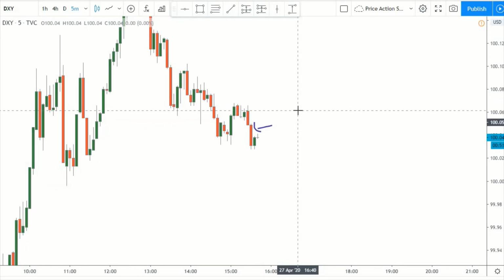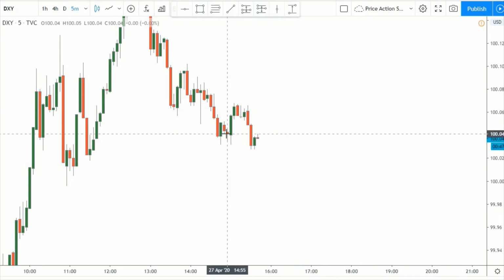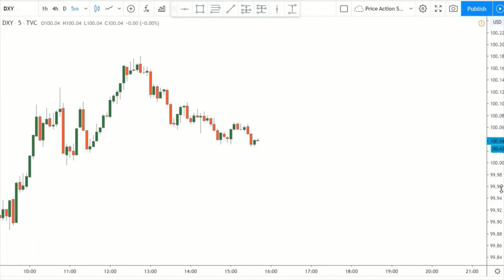We will take a look at candlestick patterns in the next video, and where we should identify these patterns in order to enter a trade.